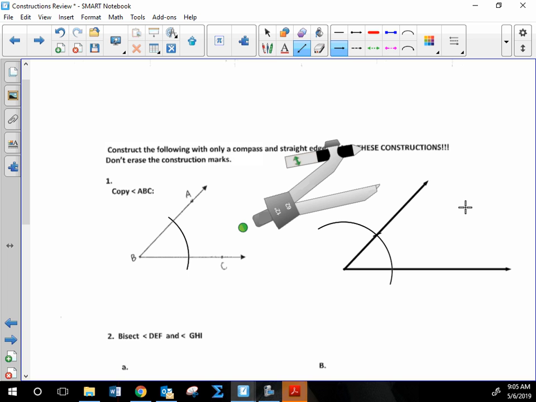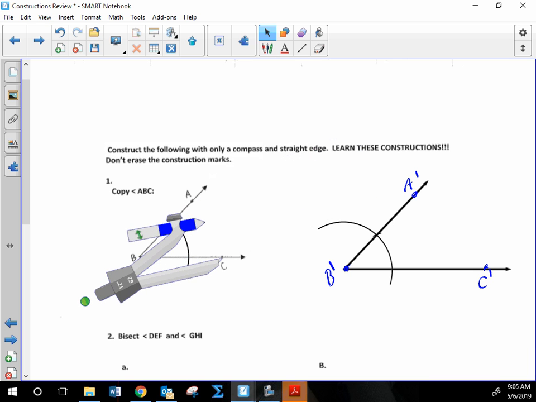So then when we label this, it would be A prime, B prime, and C prime. Notice I did not set my compass on A and C for this construction. The mistake that I have students make every year is they don't do this and they just measure the width between A and C and then pop that over there. But you don't know that A and C are the same distance away.